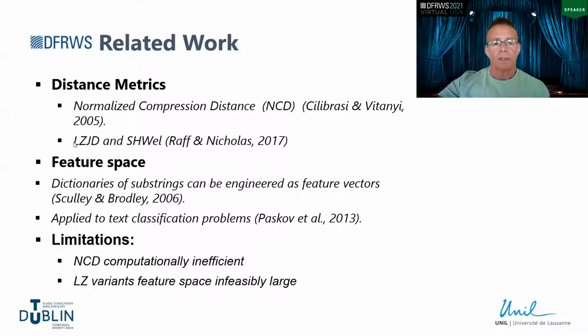I highlight the LZJD and Schwell algorithms because although they are essentially a distance type metric, they do produce a feature set based on the LZ algorithm that is essentially a feature vector. And so in some ways they are similar to the EHF algorithm that we produced.